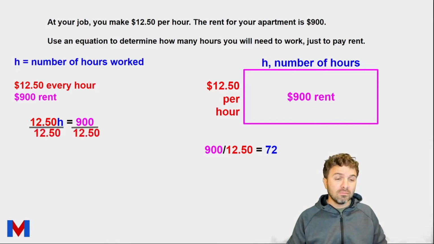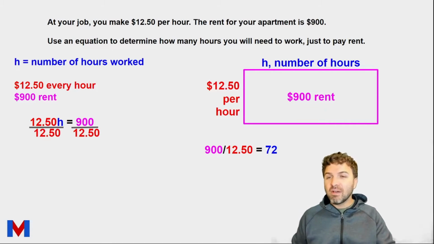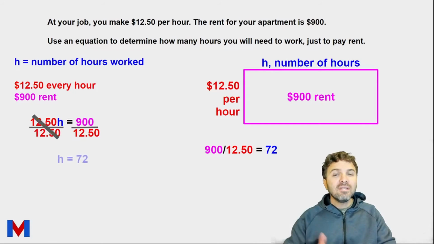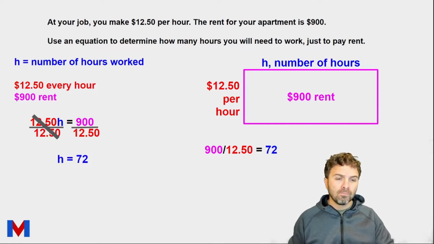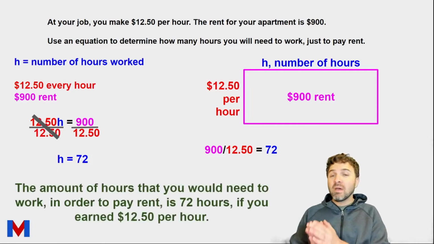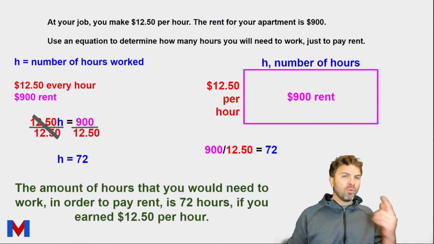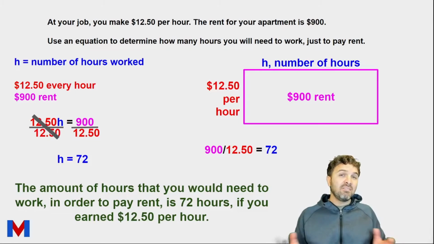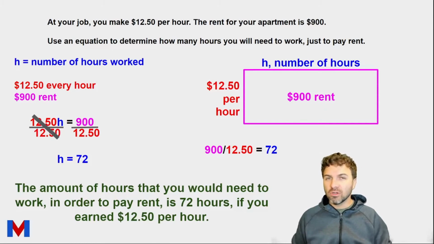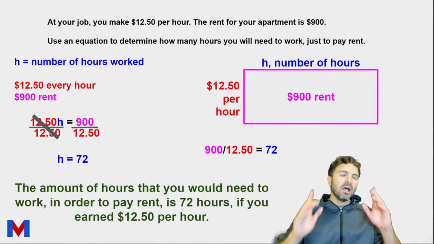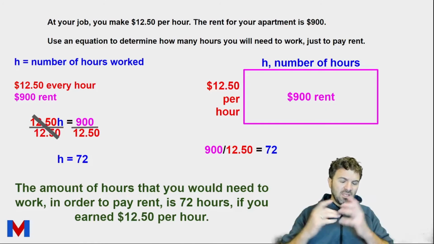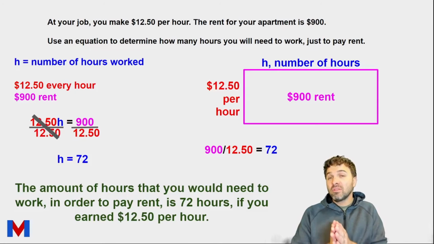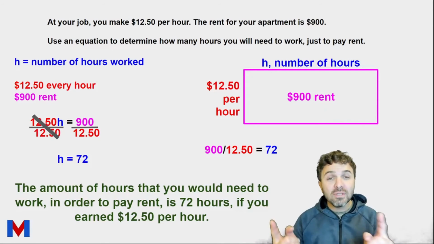So if I'm dividing the left side by 12.50, then I'm going to divide the right side by 12.50 as well. And on the left side, I got 12.50 divided by 12.50, which is 1. 1 times H is H, and 900 divided by 12.50 is 72. So now I can say that the amount of hours I need to work in order to pay that rent is 72 hours, assuming I get $12.50 per hour. Yes, I know this doesn't include taxes you're going to pay. Anyways, if say you're working somewhere where you didn't have to pay taxes, let's move on to the next example.